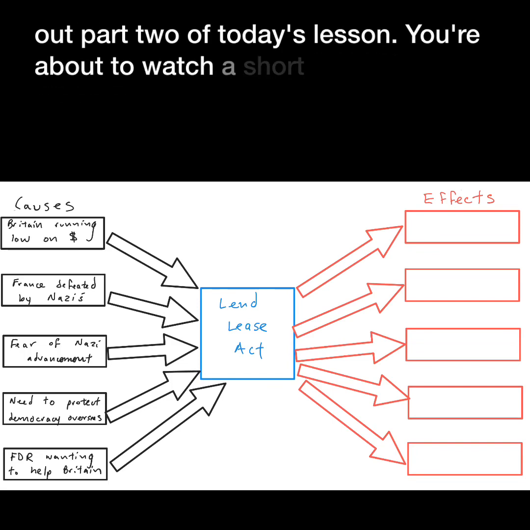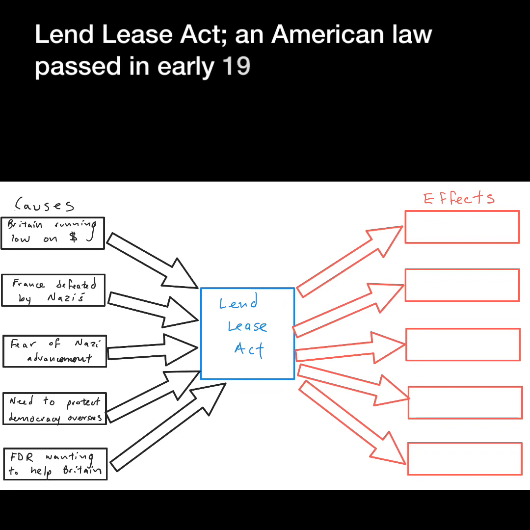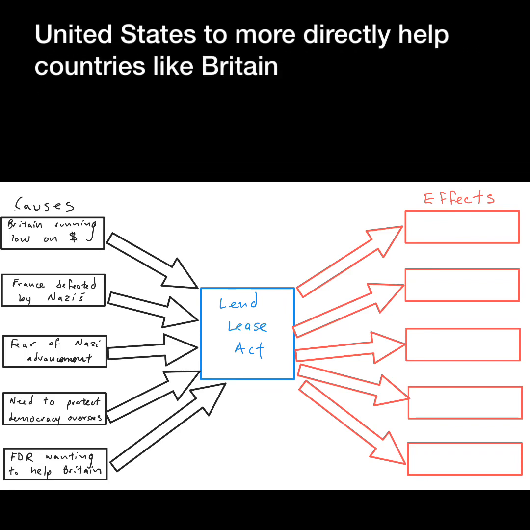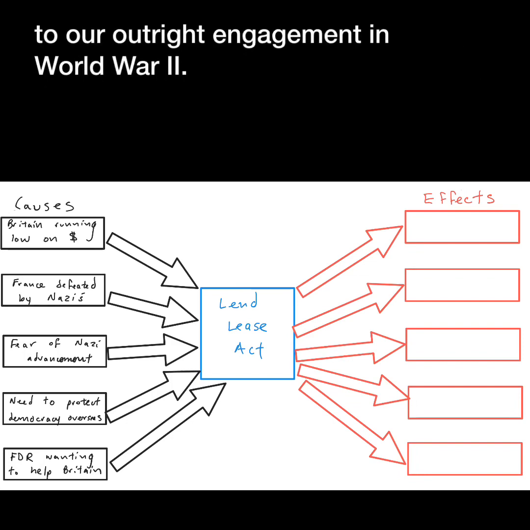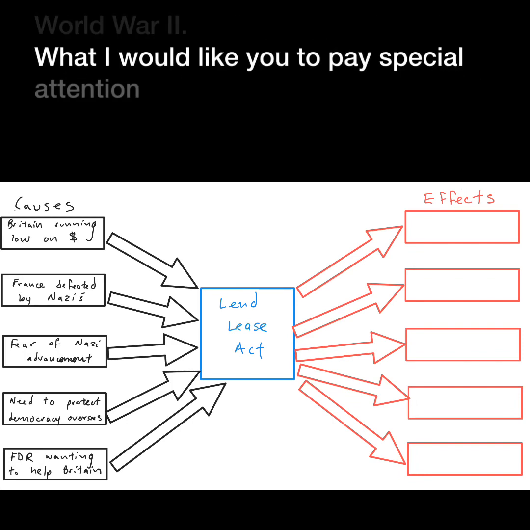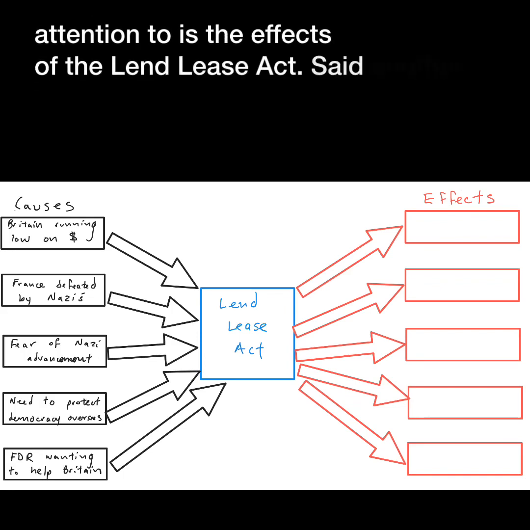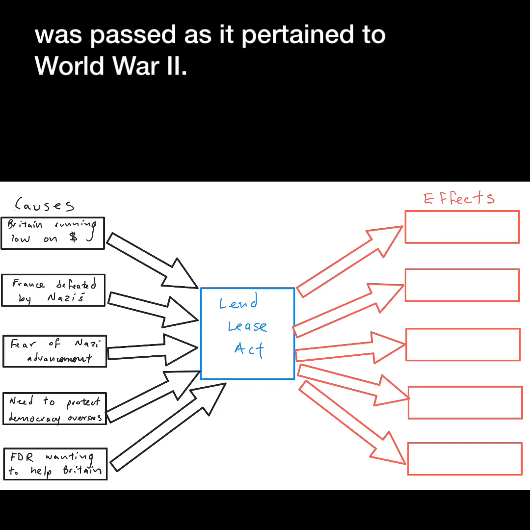You're about to watch a short video on the Lend Lease Act, an American law passed in early 1941 that allowed the United States to more directly help countries like Britain and China prior to our outright engagement in World War II. What I would like you to pay special attention to is the effects of the Lend Lease Act. Said another way, what happened after the law was passed as it pertains to World War II.